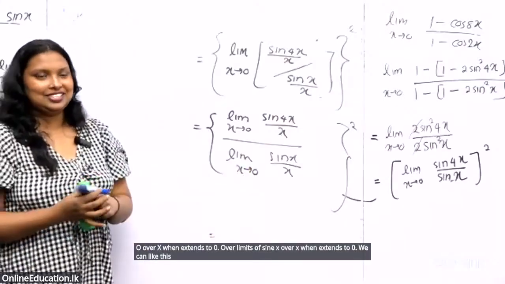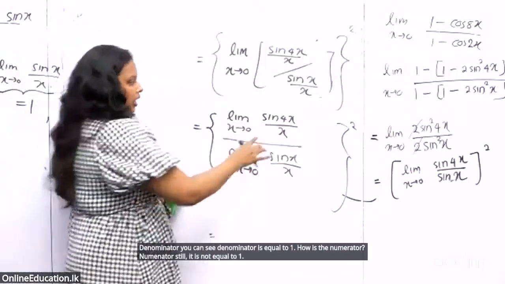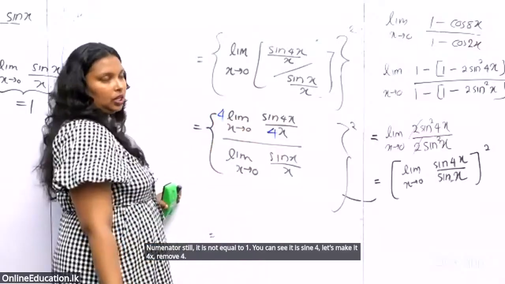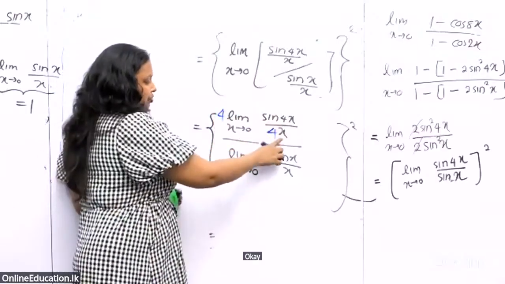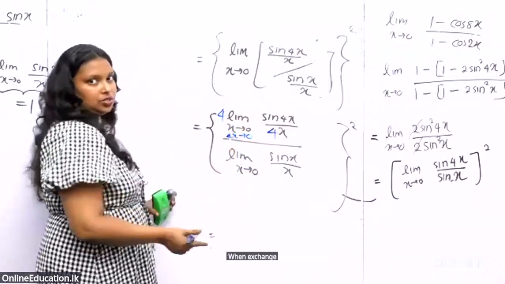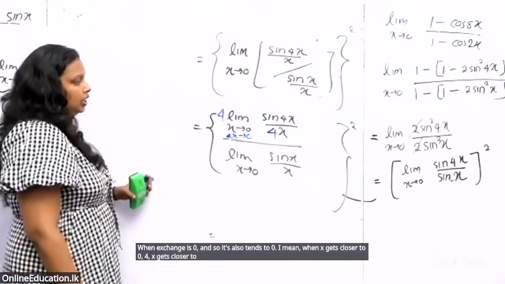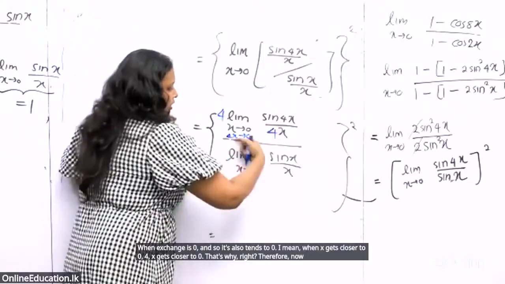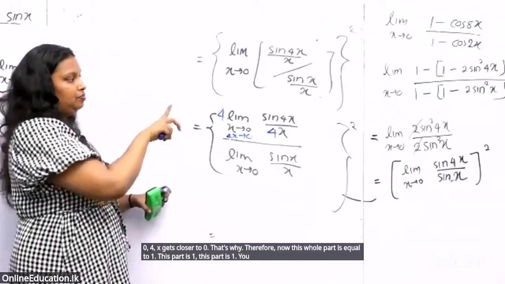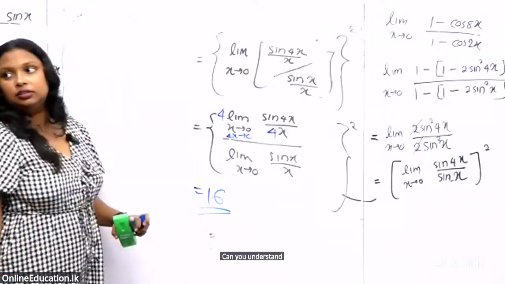Denominator, you can say the denominator is equal to 1. However, the numerator is still not equal to 1. You can say it is sine 4x, make it 4x, remove 4. Okay, sine 4x over 4x when 4x tends to 0. When x tends to 0, 4x also tends to 0. I mean, when x gets closer to 0, 4x gets closer to 0. Therefore, now this whole part is equal to 1. This part is 1. This part is 1. You have just 4 in the numerator. 4 squared means 16. Can you understand?